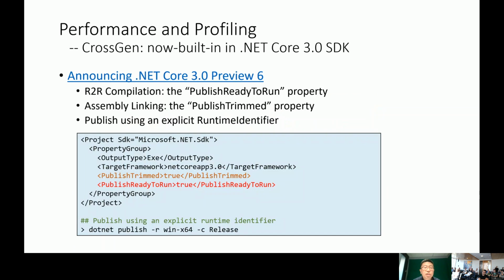Speaking of crossgen, there's something I want to bring up: in .NET Core 3.0 Preview 6, crossgen is now built into the .NET Core SDK. So you can simply use this PublishReadyToRun property like this to crossgen your assemblies to generate this mixed IL and binary code assemblies.